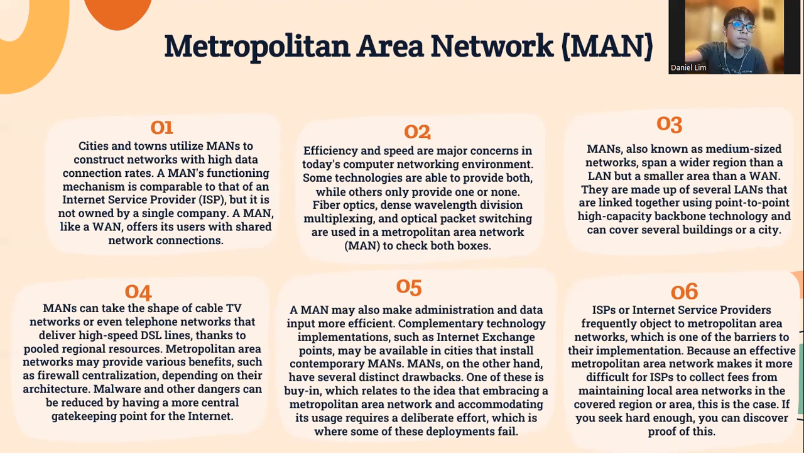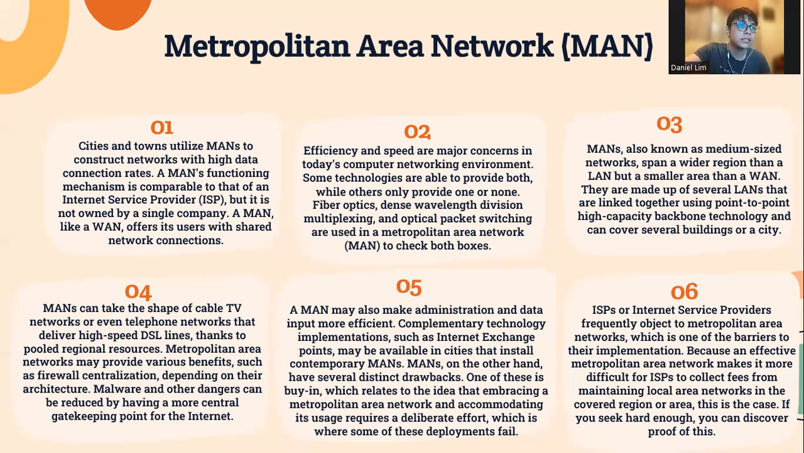At the same time, the operations of a MAN could be comparable to an ISP, and it can offer users a shared connection network. However, a MAN does not have its own company like an ISP has. The second point is that the metropolitan area network has the ability to control both speed and efficiency. Why is it? Because MAN has fiber optics, dense wavelength division multiplexing, and optical packet switching for checking both boxes.